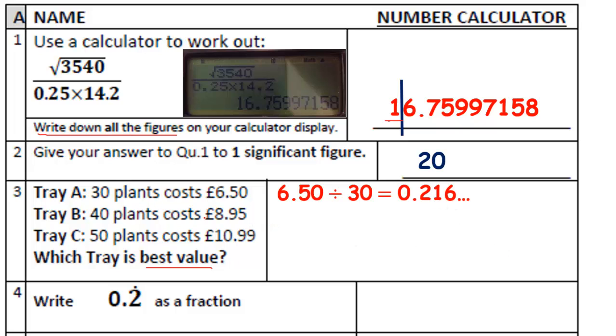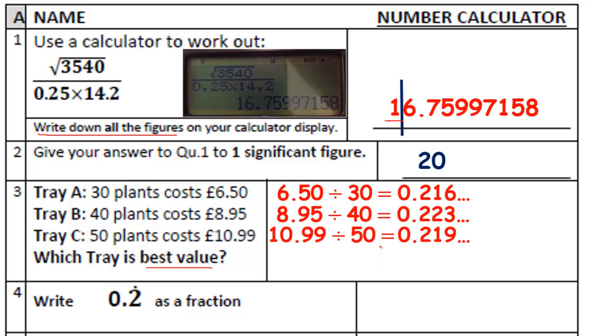Do the same again with the other one. 8.95 divided by 40, that's the cost of one plant, and that's what I get. For tray C, 10.99 divided by 50, that's the cost of one plant, that's what I get. Because I've written them all down to 3 decimal places, I could compare this easily, and the examiners are very cheeky in that if you rounded these numbers, they would all look like 0.22 if you rounded them to 2 decimal places. So by writing them to 3 decimal places, I can compare it easily, and I could see that A is going to be the cheapest.